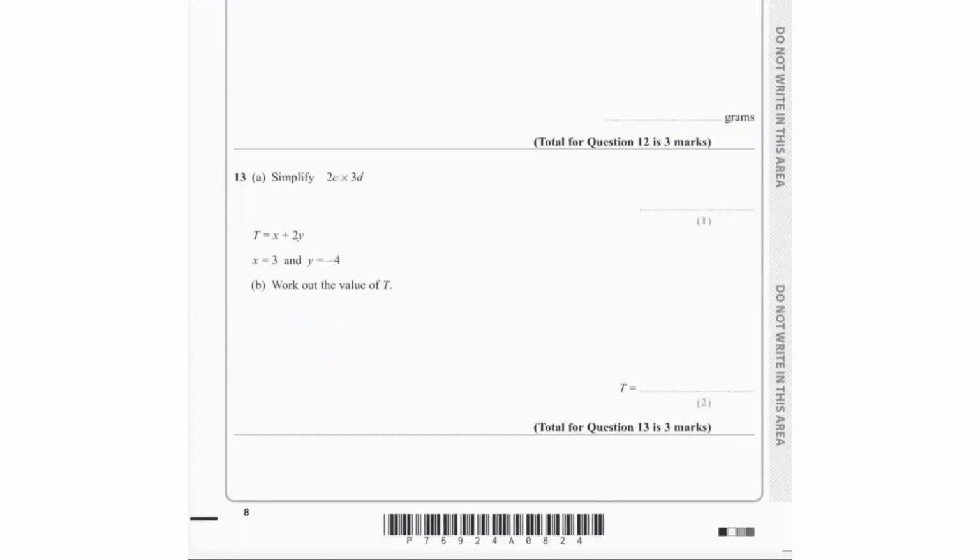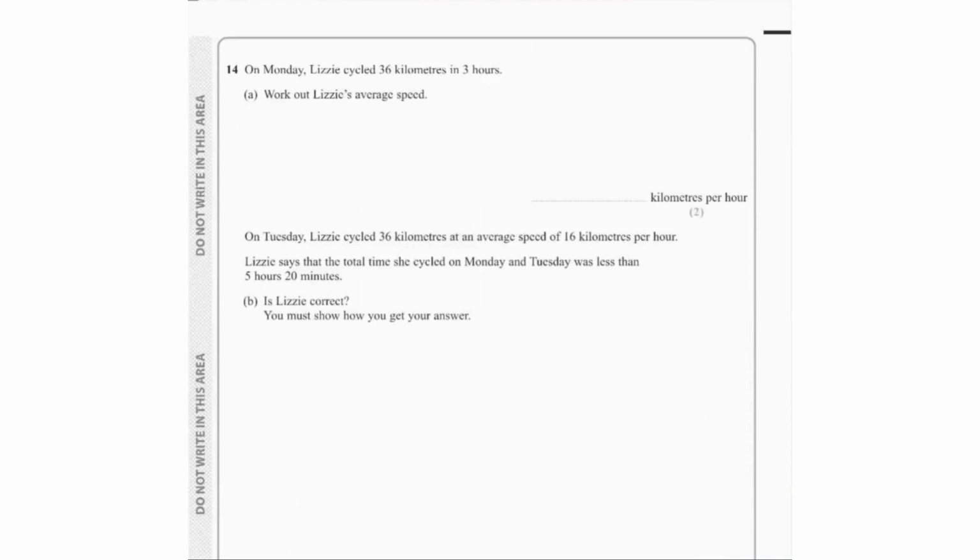Question 13 says simplify 2c times 3d. So that's going to be 6cd. We multiply 2 with 3, which is 6, and c times d is cd. Then it says t equals x plus 2y, where x equals 3 and y equals -4. Work out the value of t. So t equals 3 plus 2 times -4. That's 3 minus 8, and that's -5. That's your answer.